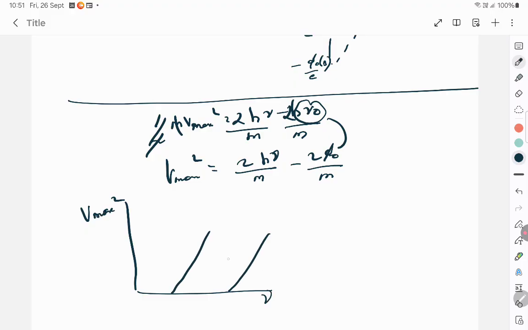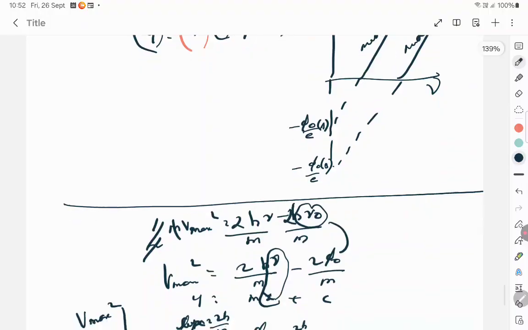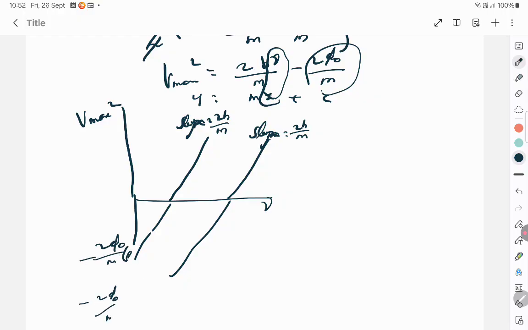The slope is the same, but the slope's value here, in y is equal to mx plus c format, where x is nothing but frequency, so m is 2h by m. Here m stands for slope. Slope is 2h by m, where m is the mass of the electron and h is Planck's constant. Whereas if you plot a graph between V naught and frequency, the slope is h by e. Here it's V max square, and the y-intercept in this case is minus 2 phi naught by m for metal A and metal B. That clarity you should have.